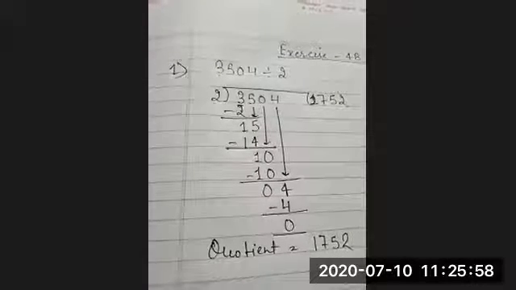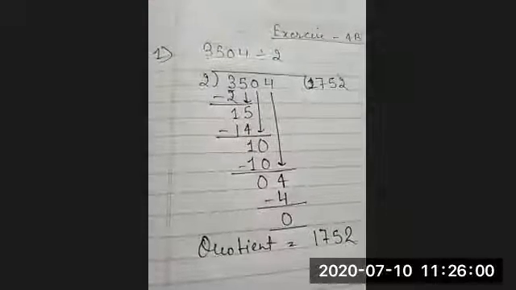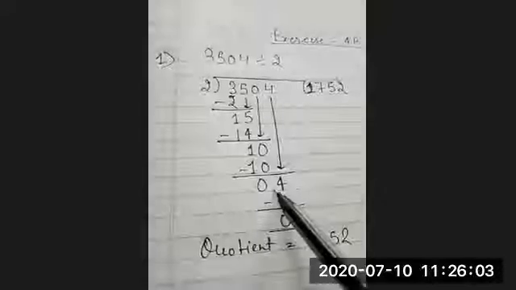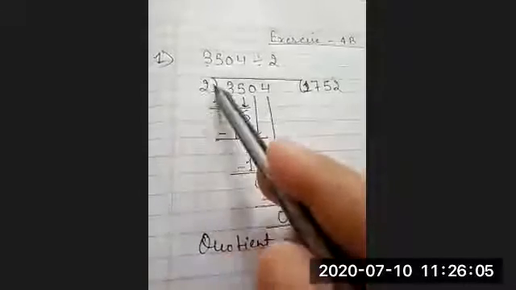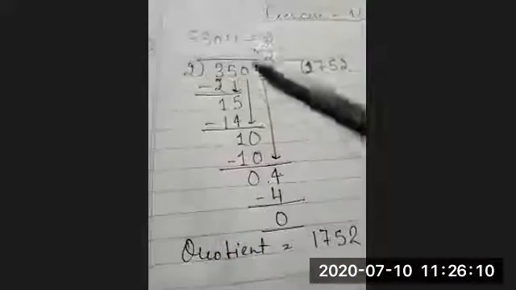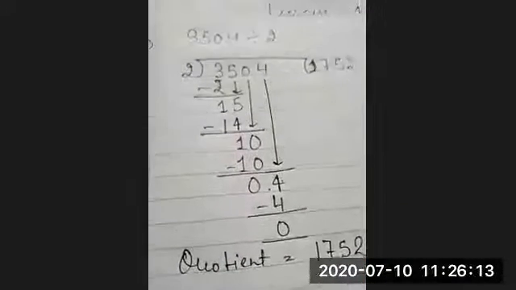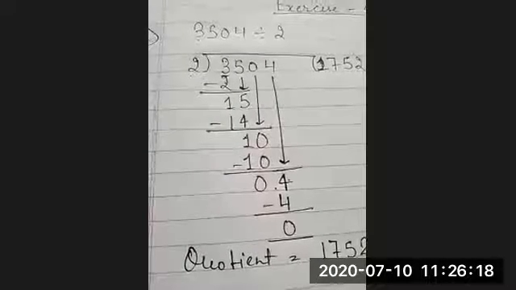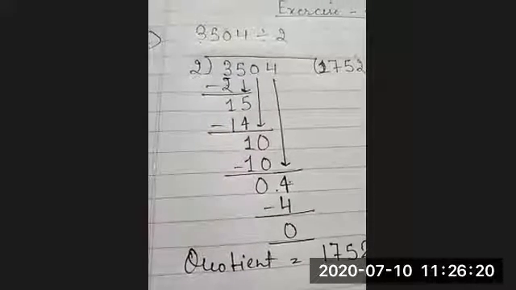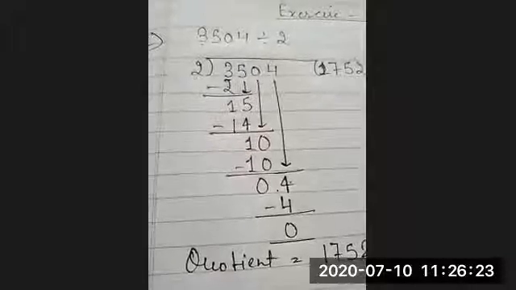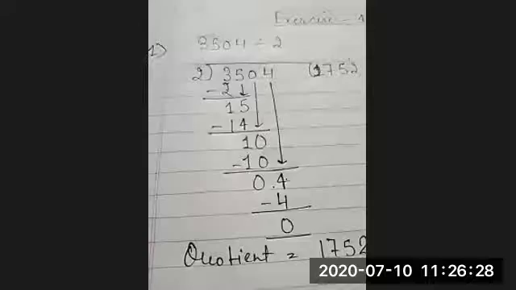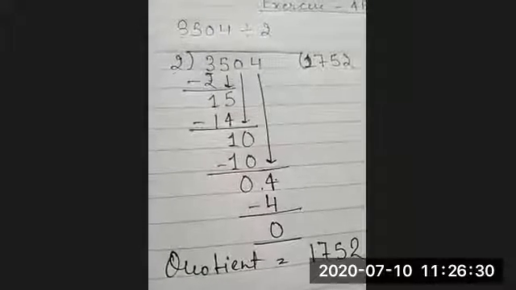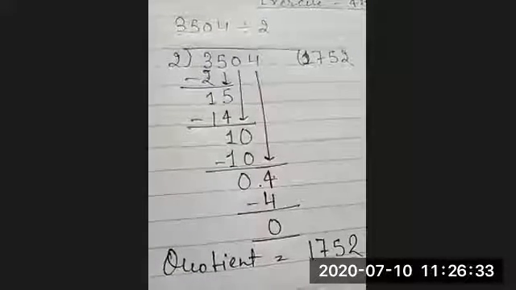The one thing you have to remember always: the remainder will be less than the divisor. The number by which we are dividing, always the remainder will be less than the divisor. What is the divisor here? Yes, Divyanshu, what is the divisor in question number 1? 2. Very good. And what is the remainder? 0. Very good. And what is the quotient? Kavita Kumari, what is the quotient? 1752.